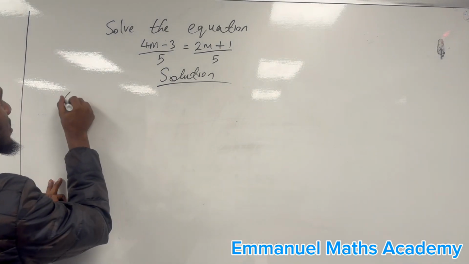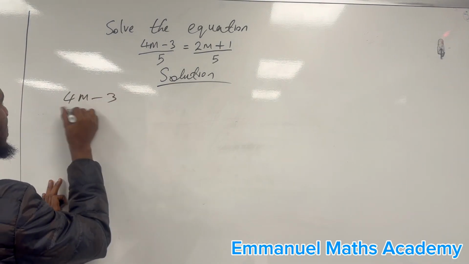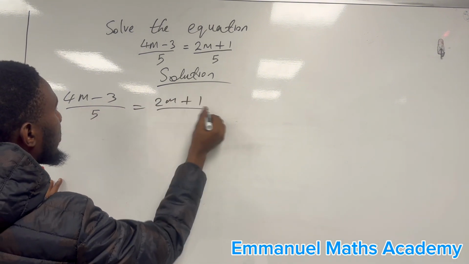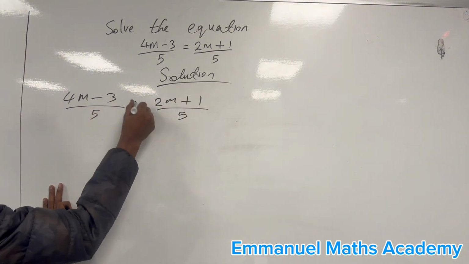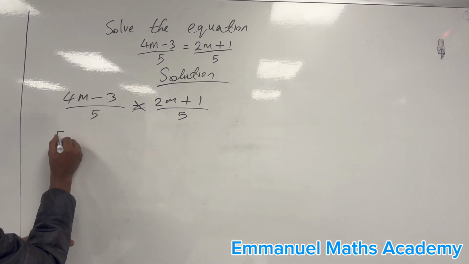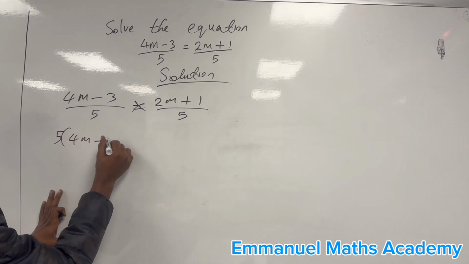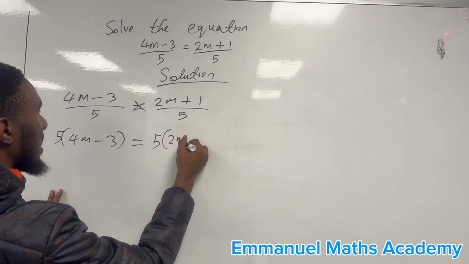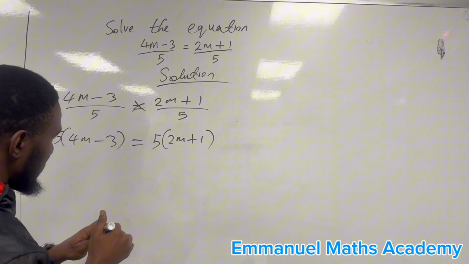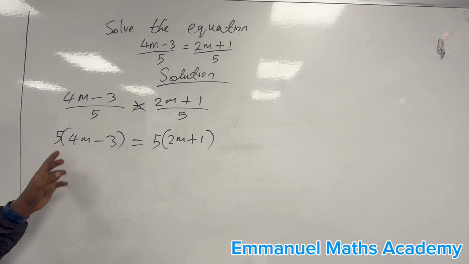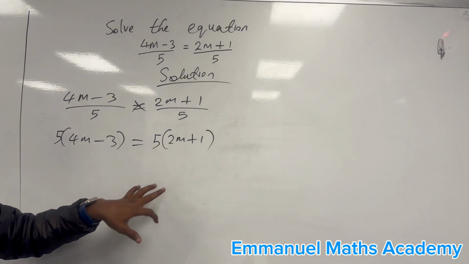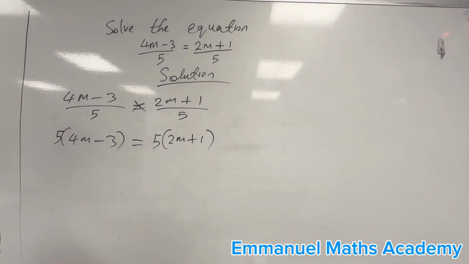You have (4m - 3)/5 = (2m + 1)/5. You cross multiply. If you cross multiply, you have what? 5 into what? 4m - 3 equal to 5 into what? 2m + 1. So this is actually meaning that you distribute 5 into this, and also distribute 5 into this, the first and the second term, right?